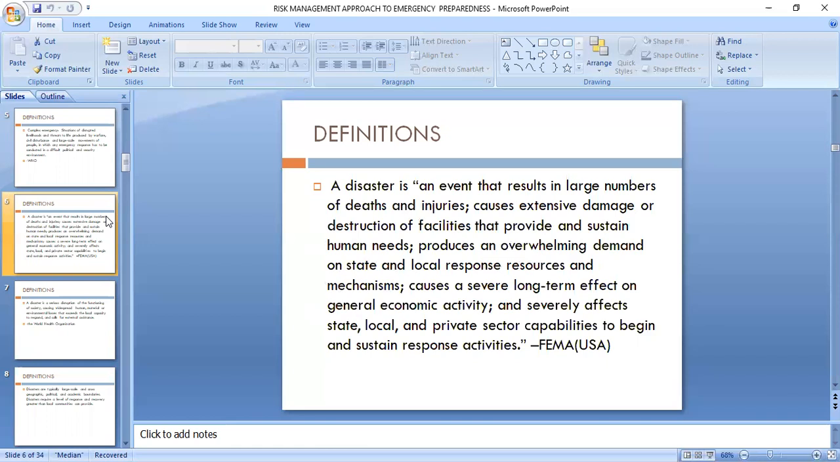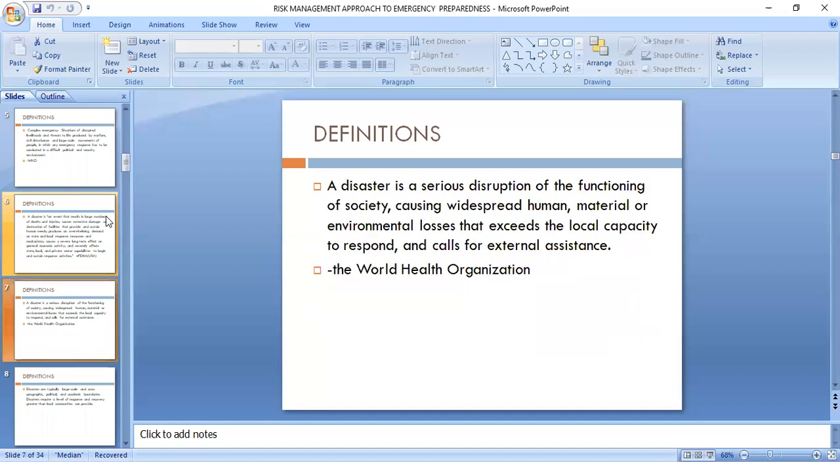So according to FEMA, before you can call something a disaster, there must have been impact on human life. So that's why they brought that first. Death or injuries. In fact, many schools of thought believe that before you can call an event a disaster, human life must have been threatened. So there may be extensive damage or destruction of infrastructure. But one thing you notice is that it severely affects state, local, and private sector capabilities to begin and sustain response activities. It overwhelms the community in which that disaster happens.